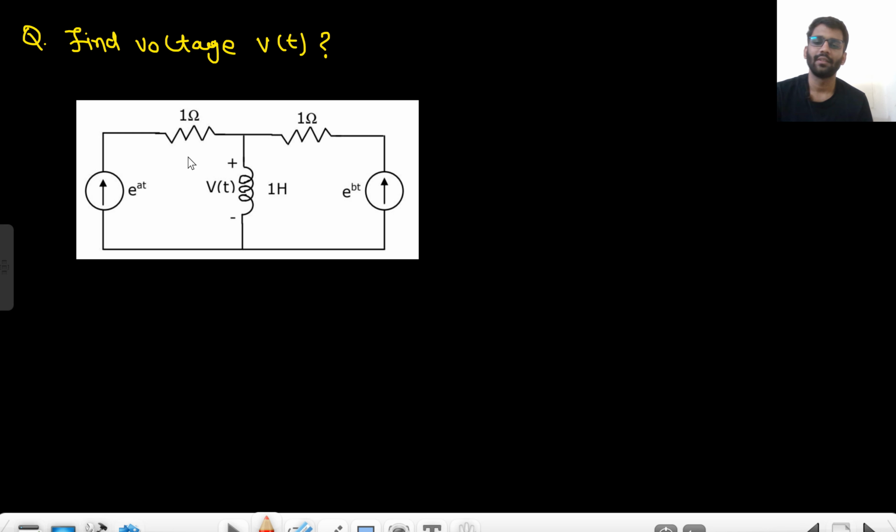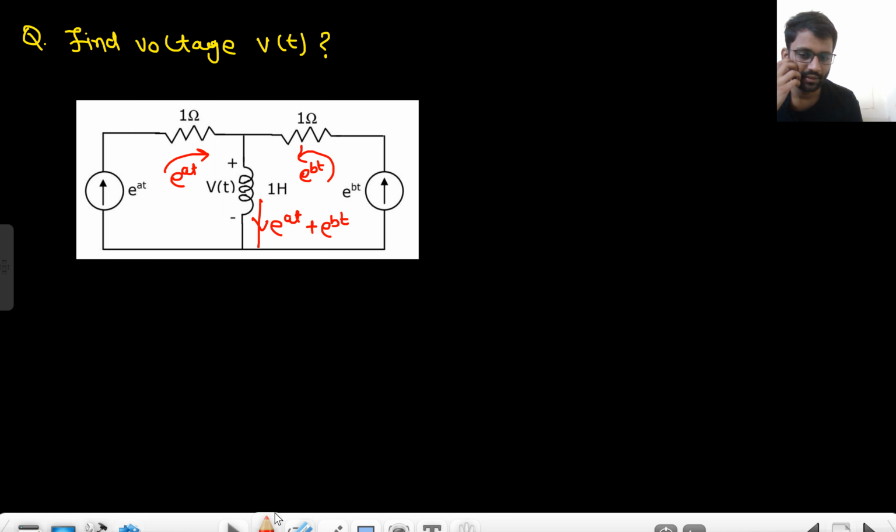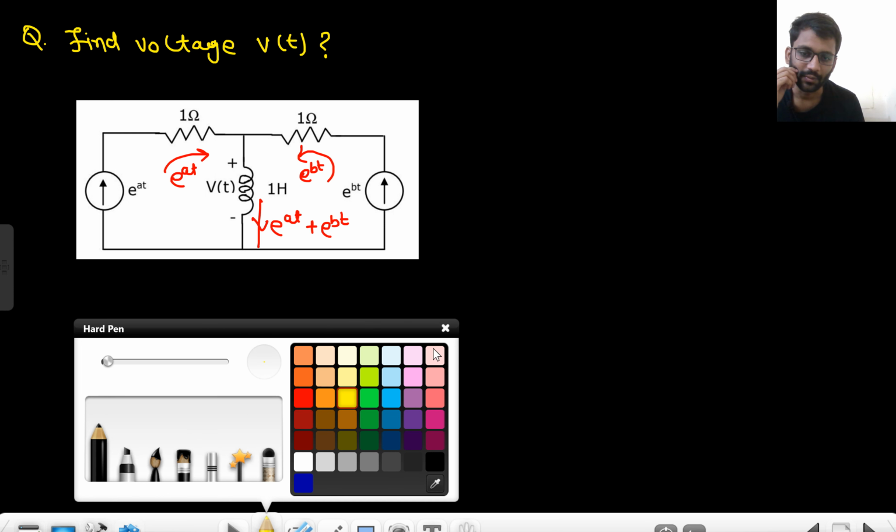So how can you find it? What is the current coming that way? e to the power At. What is the current coming that way? e to the power Bt. What is the total current here? e to the power At plus e to the power Bt. So what is the value of Vt now?